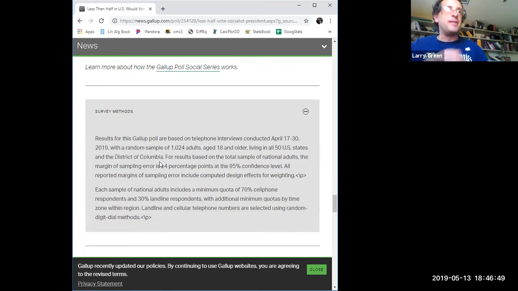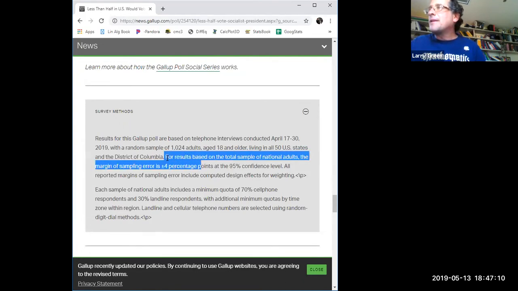It said each sample of national adults included a minimum quota of 70% cell, 30% landline. Okay, that means there's a stratified sampling, with additional minimum quotas by the time read. But then here, and this is what we want. So first thing is they tried to prevent bias. That was one assumption we looked at.